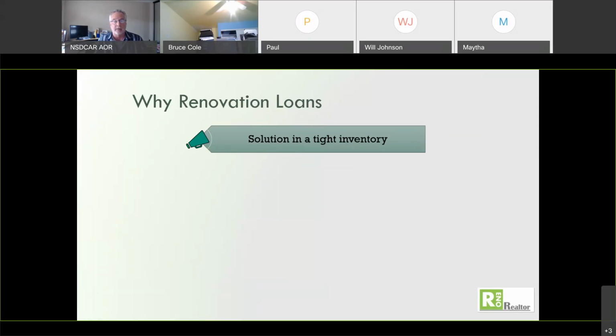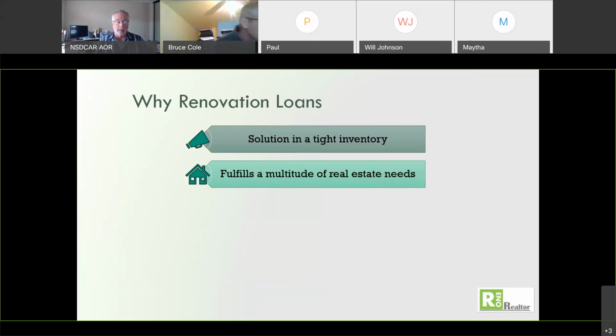You have some properties that maybe don't quite fit the ideal needs of the client. We can actually create that. I think that's one of the exciting things about these renovation loans, is we can literally add any kind of improvement and make it very, very attractive to the buyer. It fulfills a multitude of real estate needs. So we'll be talking more about that today in terms of the types of opportunities out there in the marketplace.